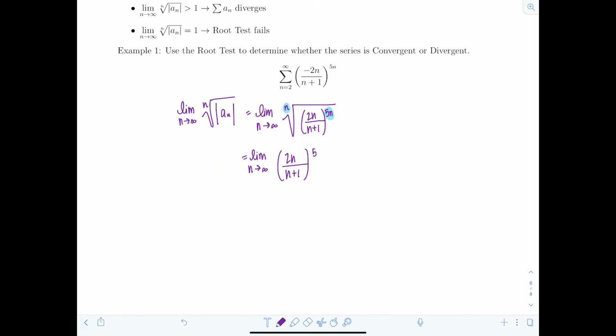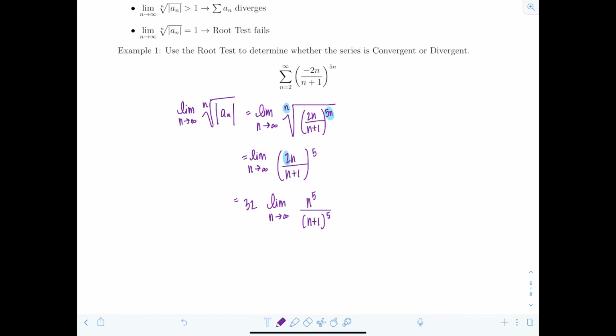Okay. Well, now let's see, how can we evaluate this limit? Well, 2 is being raised to the 5th power, so I can pull that outside of my limit. So this is going to be 32 times the limit as n approaches infinity of n to the 5th over n plus 1 to the 5th.